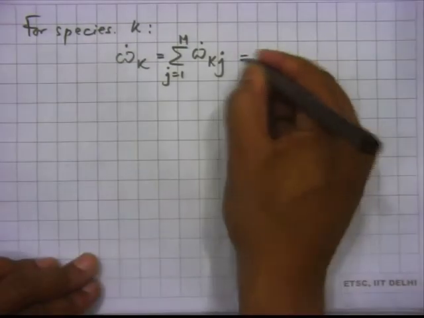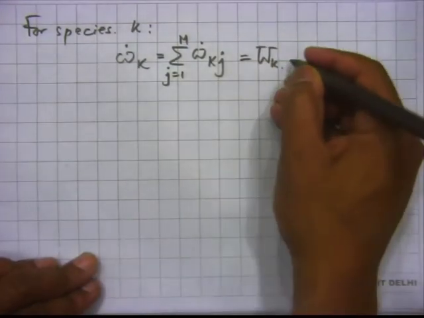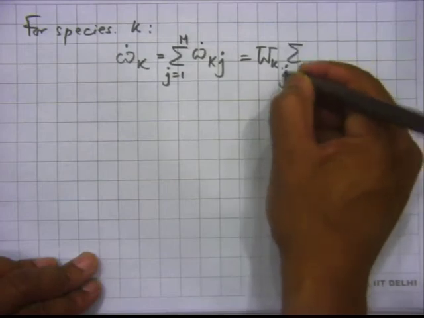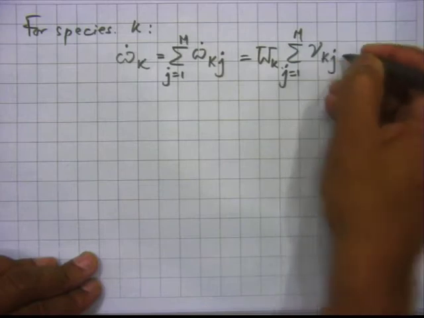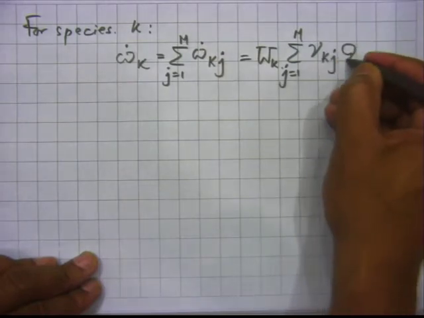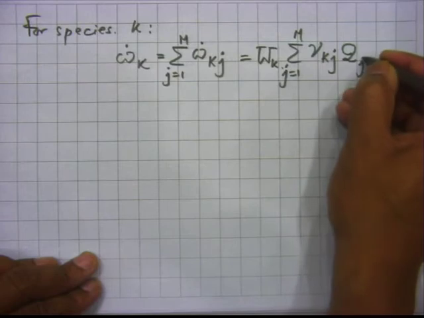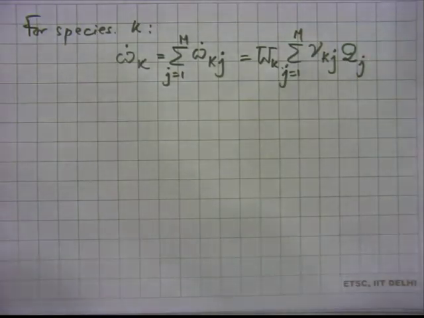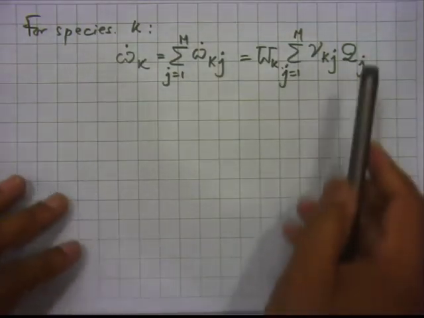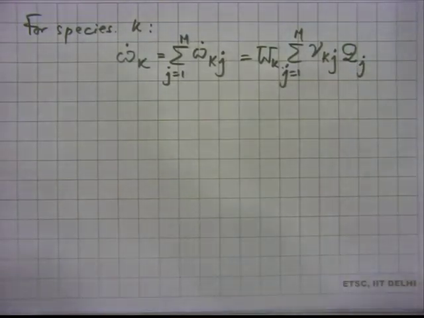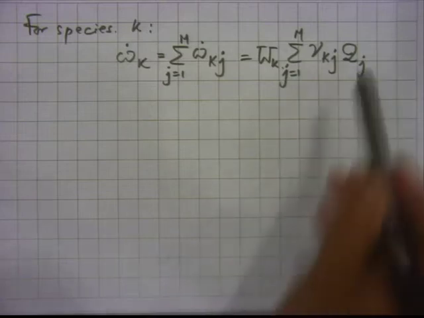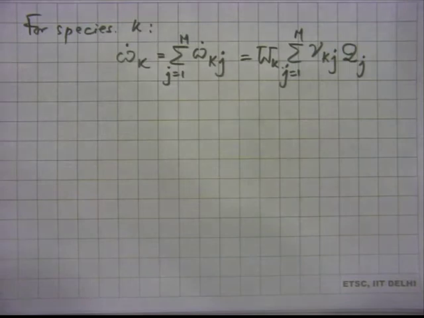and this is also written as Wk summation j equal to 1 to m nu kj, and this. Now, I do not know exactly what this is called, but we will call it a capital omega. This is the notation which is used in the book Theoretical and Numerical Combustion. So, it kind of looks like this. So, I am writing it the same way it is written in the book. I think it is called a capital omega.